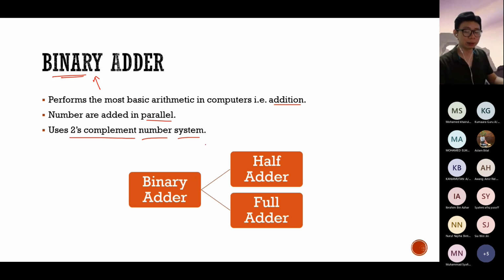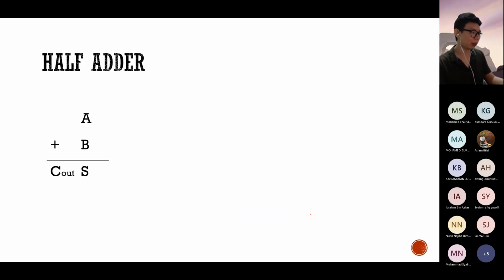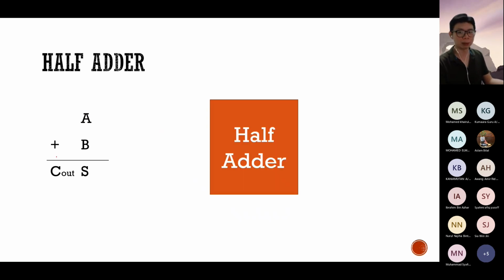In binary adders, you have two types. One is called the half adder, and the other is called the full adder. They work the same way, but with a slight difference. Let's take a look at how they are different. This is what we call a half adder. If I were to draw this as a block diagram, let's imagine that inside here there is a block, and this is a half adder.